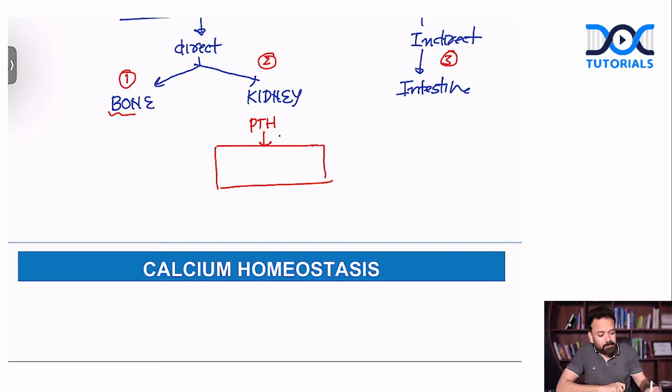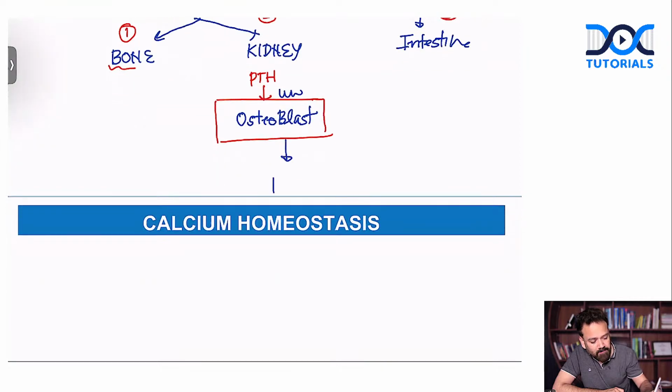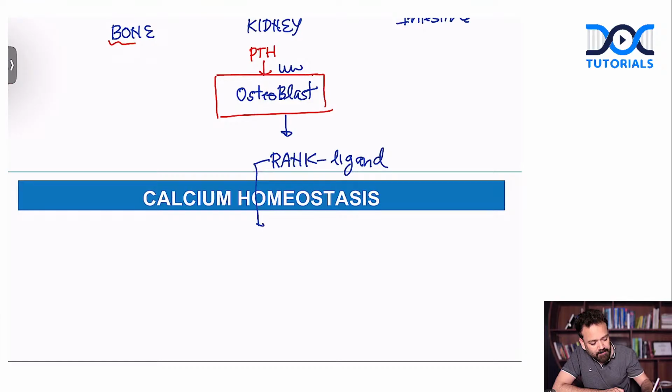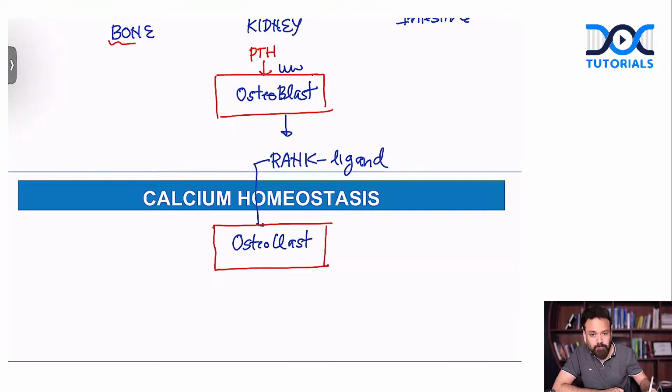But the receptor of parathormone is present on osteoblast, not on osteoclast. And from here, it will activate RANK ligand, receptor activator of nuclear factor kappa B ligand. And this RANK ligand will act on osteoclast. So ultimately, you are correct that they are acting on osteoclast to dissolve the bone. So ultimately, the answer is correct. It is acting on osteoclast to dissolve the bone, but through RANK ligand.